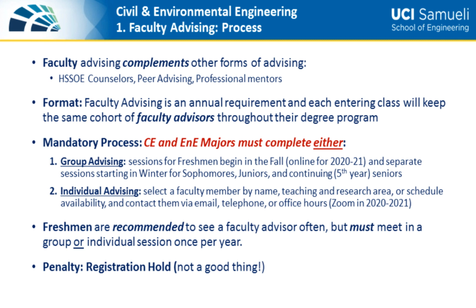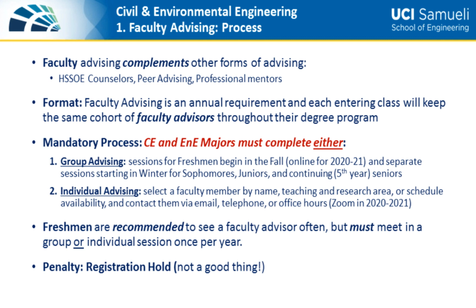The process again is mandatory. Students in both programs must complete at least one of the two following advising requirements. One is group advising. We have sessions for freshmen beginning in the fall. It's online in the current year, and separate sessions starting in the winter for sophomores, juniors, and continuing seniors, otherwise known as fifth-year seniors. An alternative is individual advising.